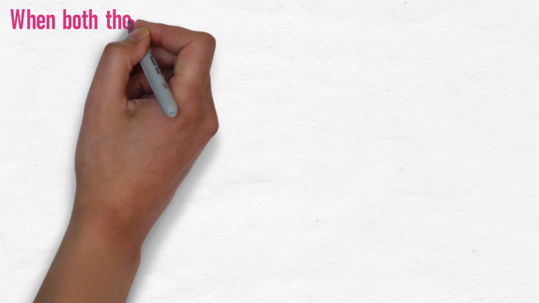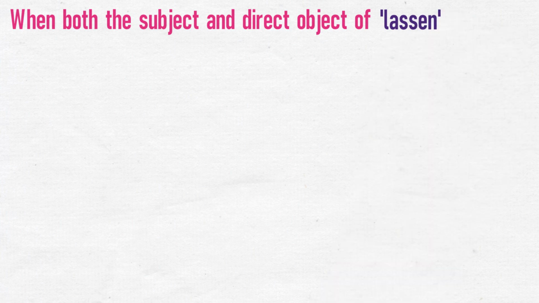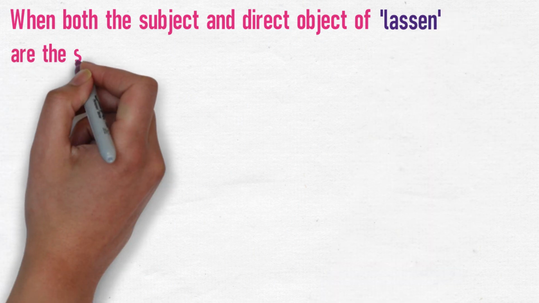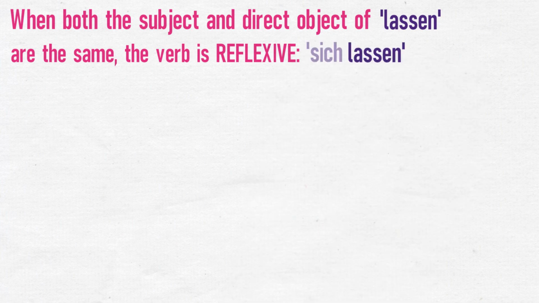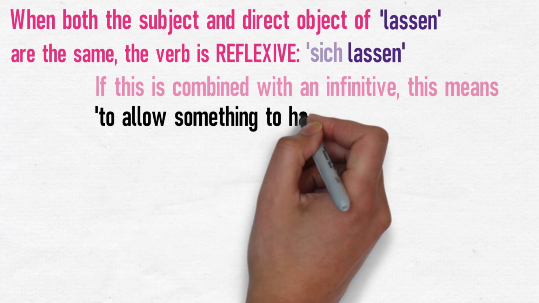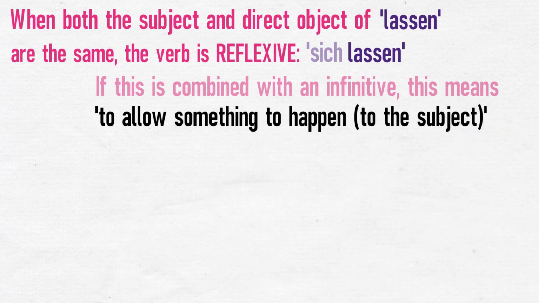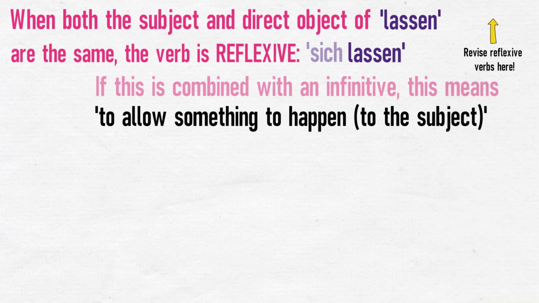If the subject, as in the person or the thing doing the action, and the direct object, as in the previous examples, are the same person or thing, the verb is reflexive, sich lassen. If you combine this with an infinitive, this means to allow something to happen to the subject. If you need to recap reflexive verbs, you can click this banner now.